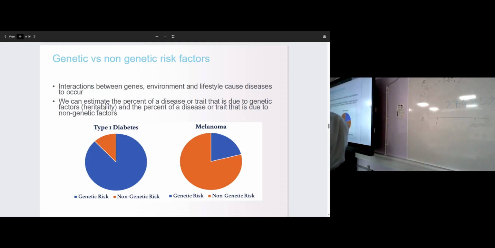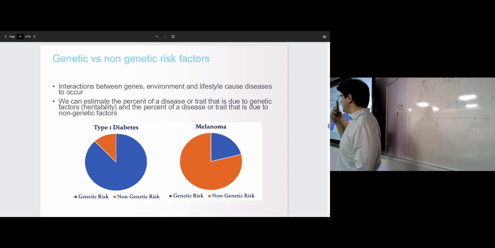Here we have the opposite. So melanoma, which is a type of skin cancer, if you have high genetic risk, it doesn't matter if you don't get exposure to the sun. So for melanoma, the most contributing factor is the non-genetic environmental risks.